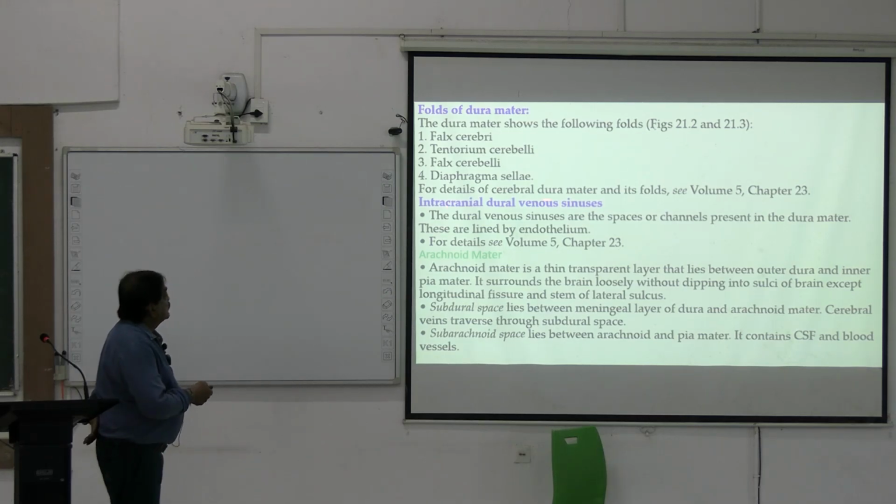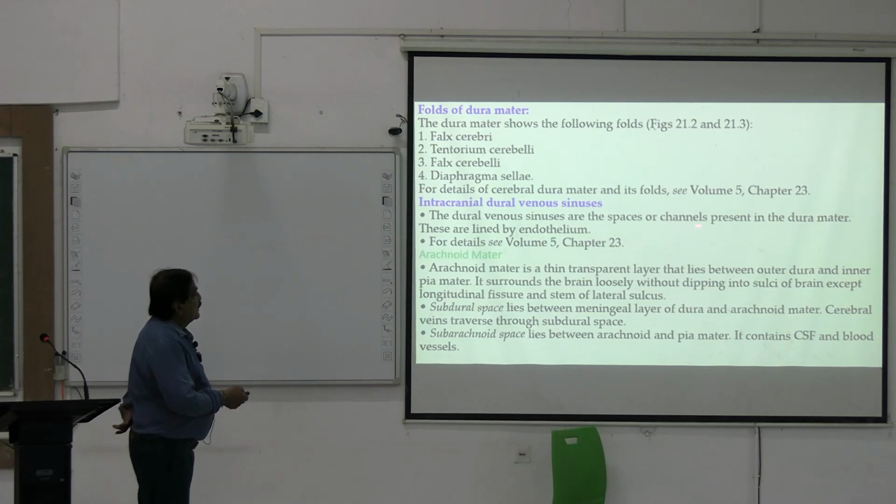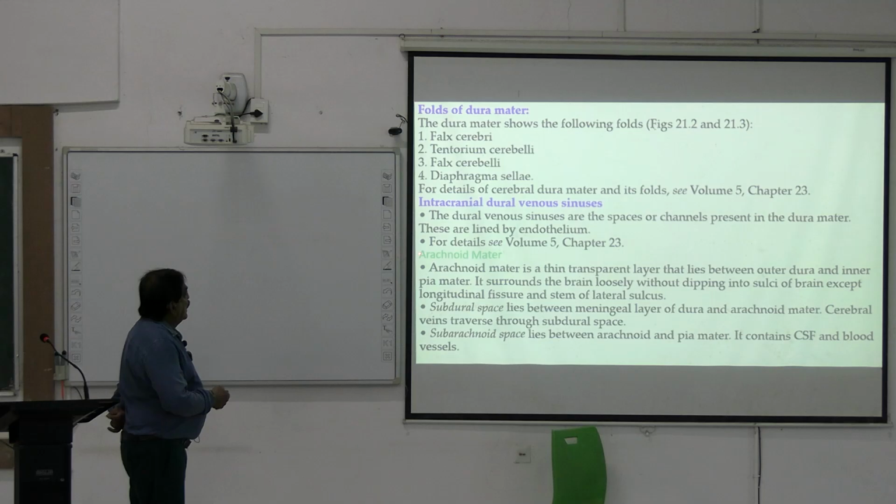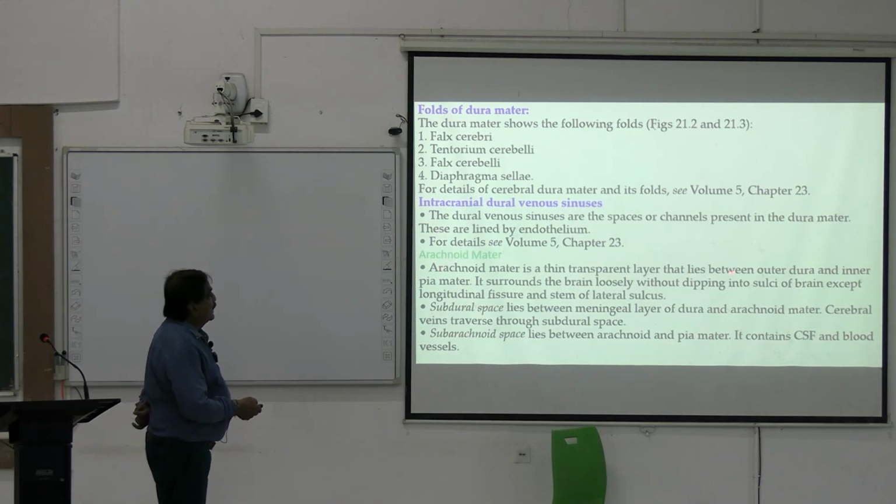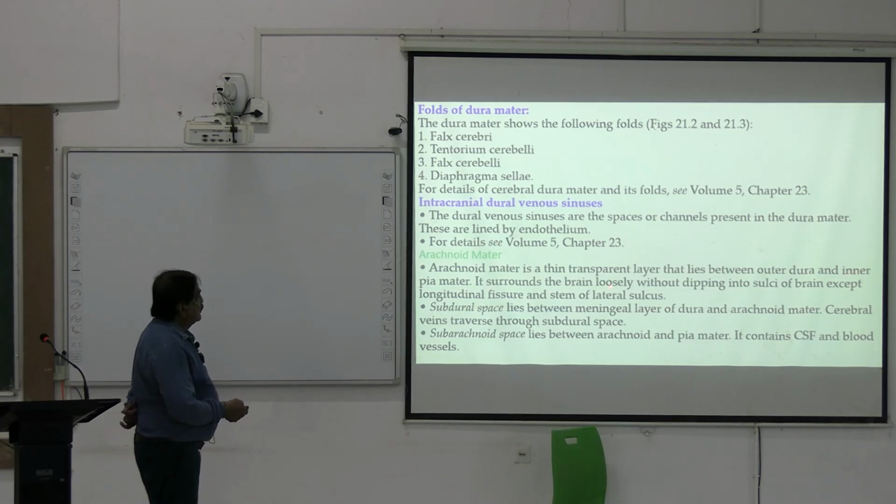Now, for details of cerebral dura mater, intracranial dural venous sinuses. The dural venous sinuses are the spaces or channels present in the dura mater. These are lined by endothelium. Arachnoid mater is the thin transparent layer that lies between outer dura and inner pia mater. It surrounds the brain loosely without dipping into the sulci of the brain except the longitudinal fissure and stem of the lateral sulcus.